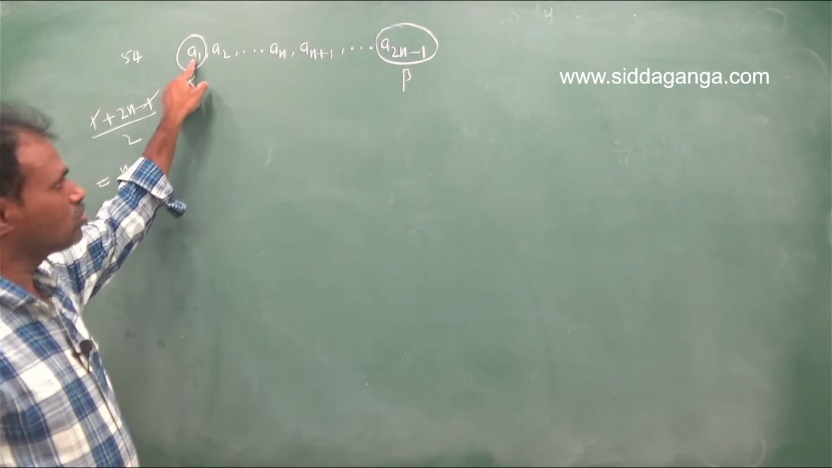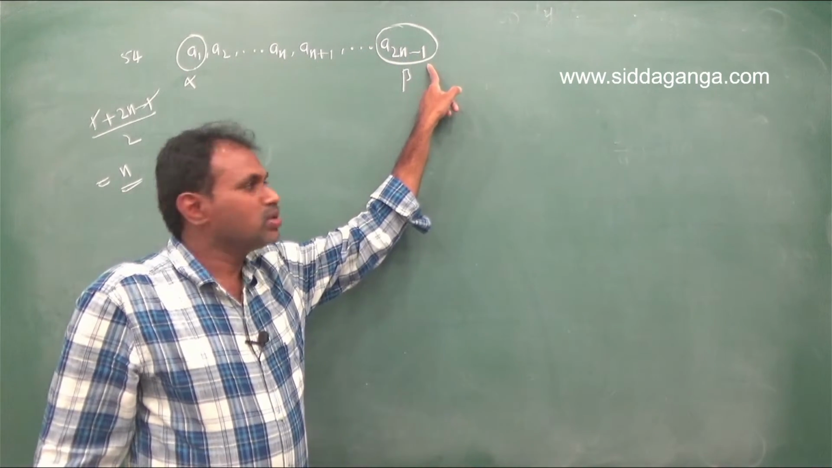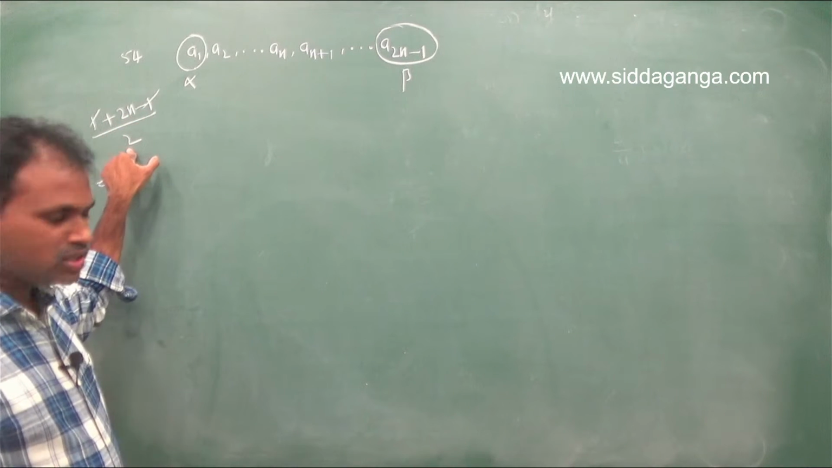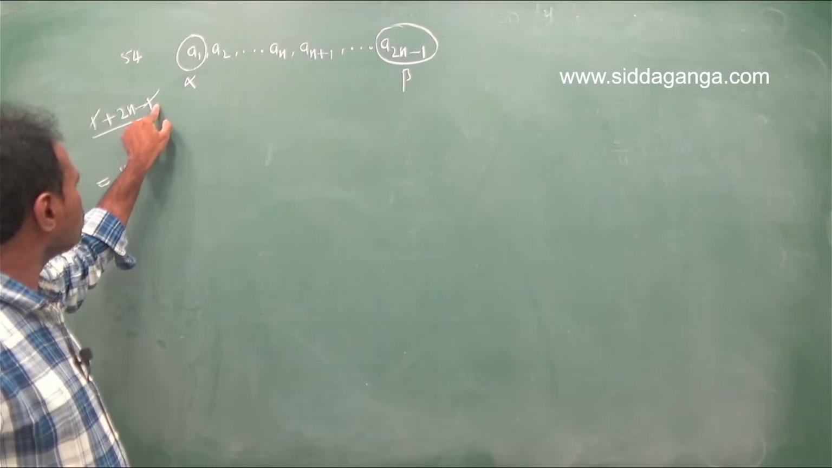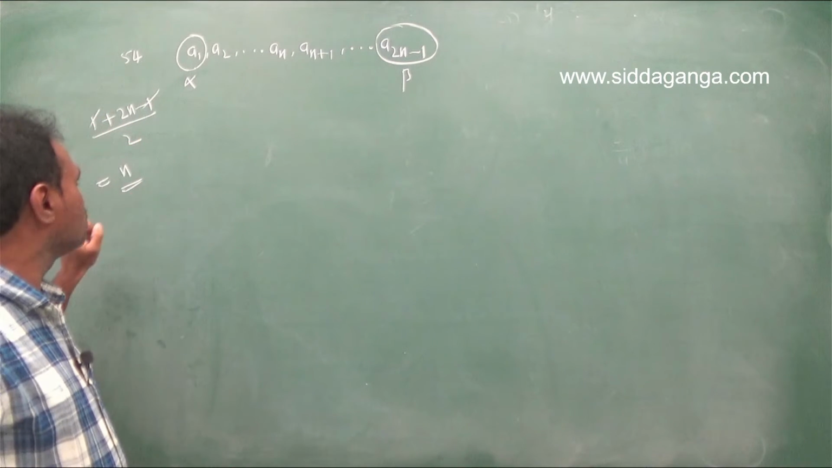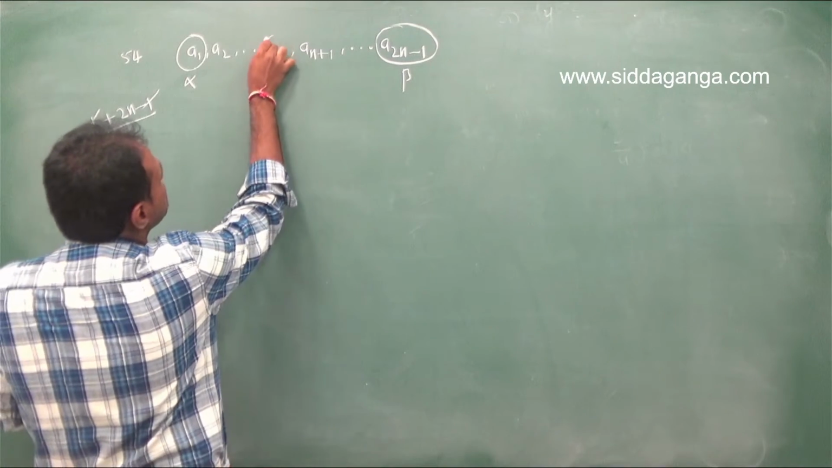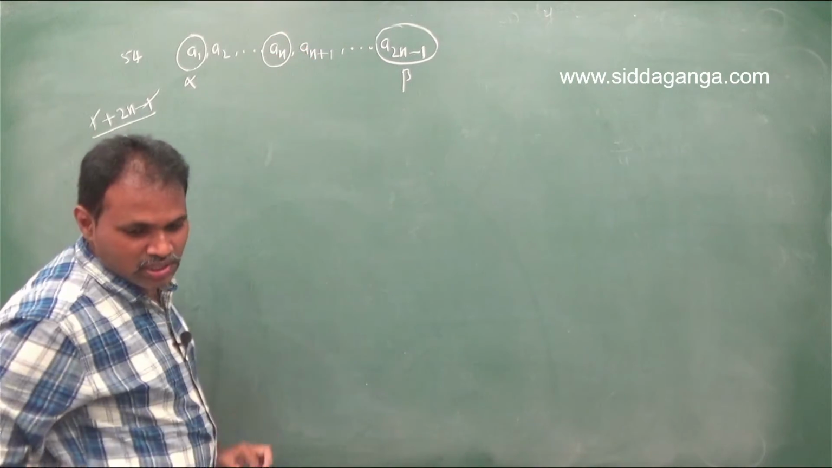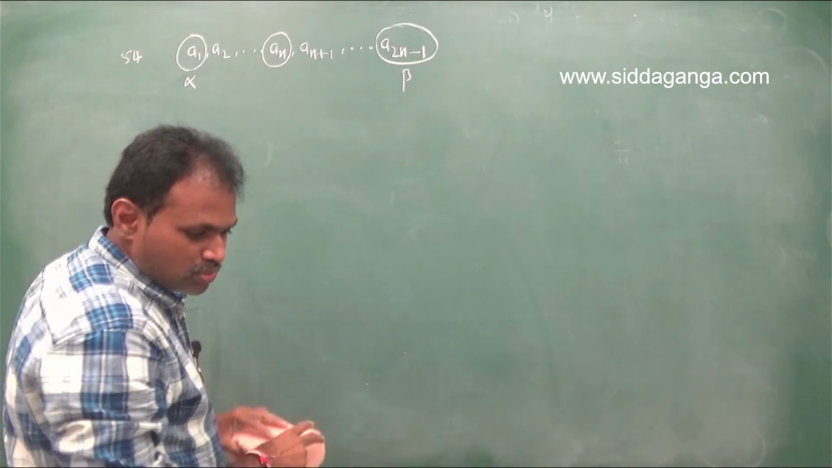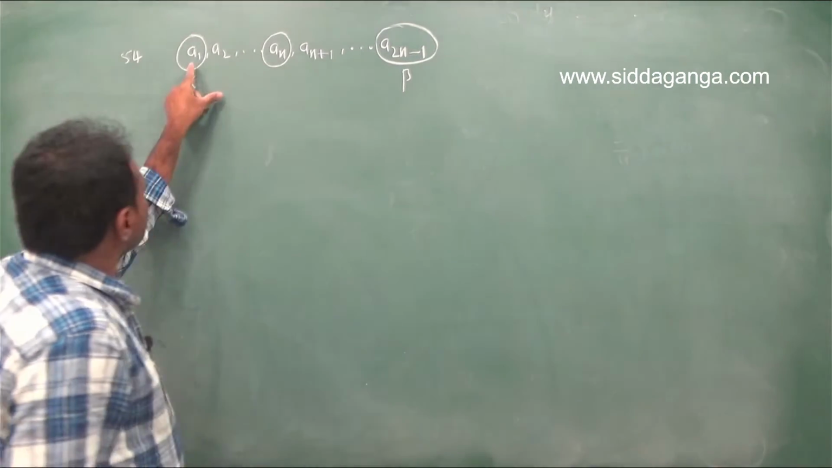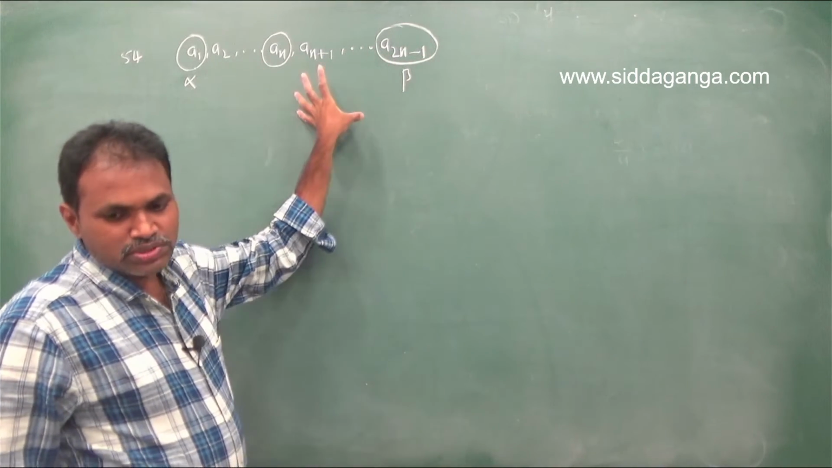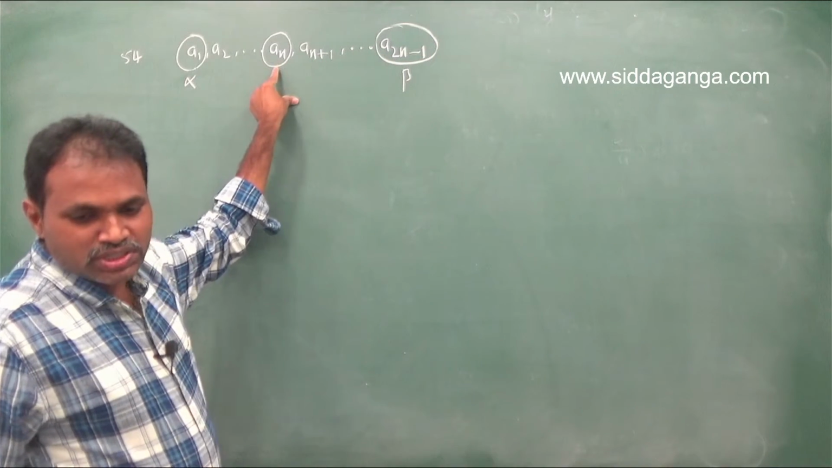The first term is a1 and the last term is a(2n minus 1). Therefore the middle term is (1 plus 2n minus 1) by 2, the minus 1 and plus 1 cancel, and 2n by 2 means n. Therefore the nth term is the middle term. Now in the terms a1, a2 up to a(2n minus 1), the middle term is an.